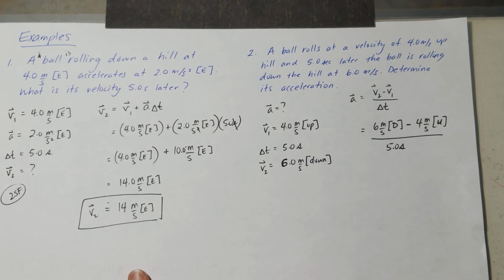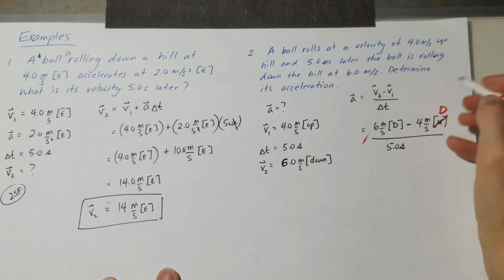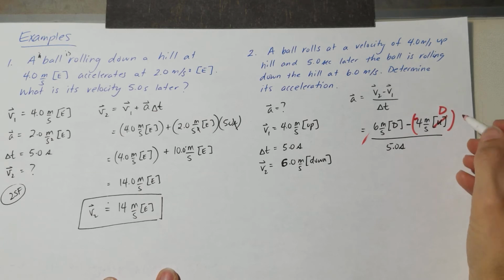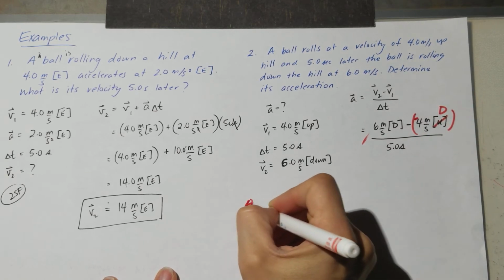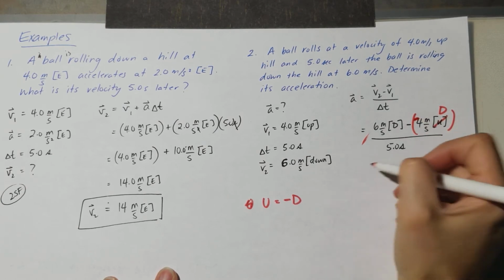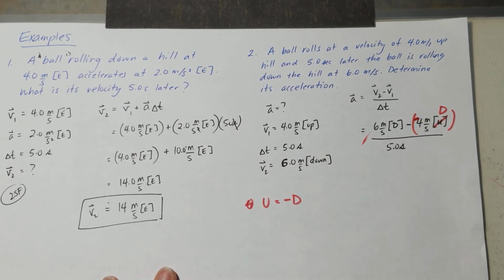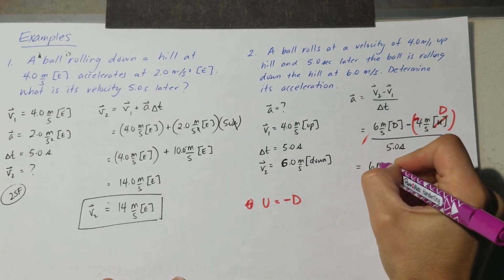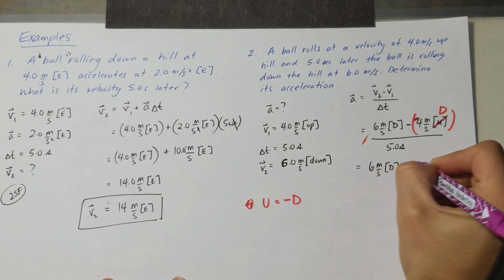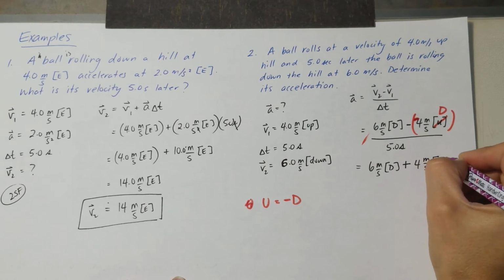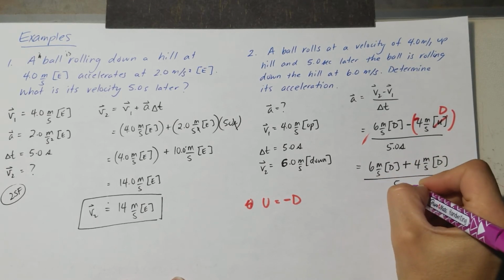So if I change this to down, that means I need to change this to a negative and put a negative in there. Okay. Because up equals negative down. Up equals negative down. All right. So now there's going to be a negative here, and a negative times a negative ends up being positive. So I have 6 meters per second down plus 4 meters per second down divided by 5.